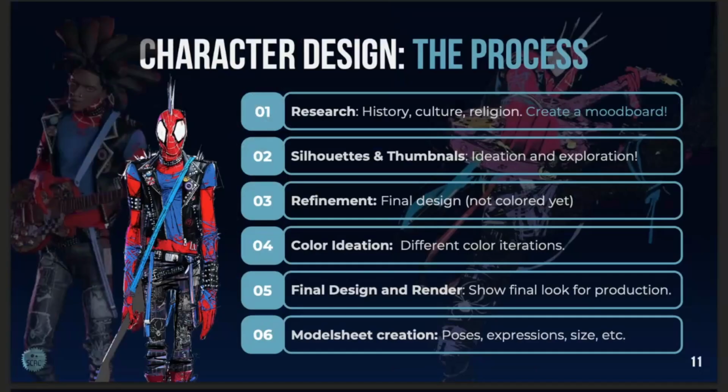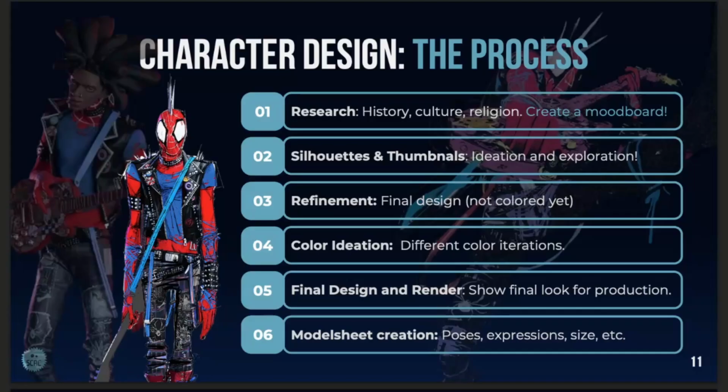And so this is what a character design process looks like usually. One, you do research. Two, you do silhouettes and thumbnails. And then three, you do refinement. Four is color ideation. Five is final design and render. And six is model sheet creation. And number six usually is never really talked about. But this is something that's really important to know if you want to be hireable at a project or a studio. I'll get to that a little bit later. But this is what a general character design process looks like.